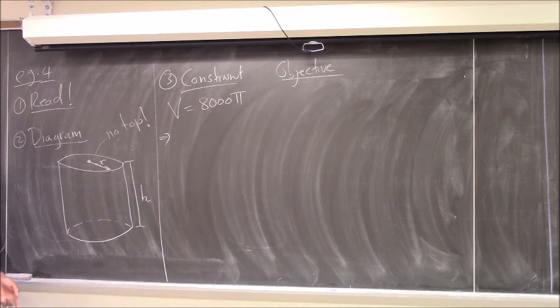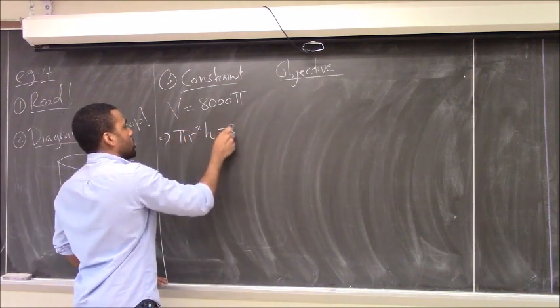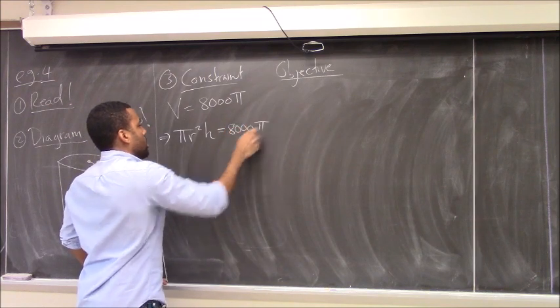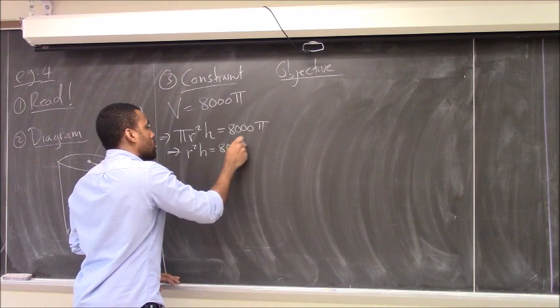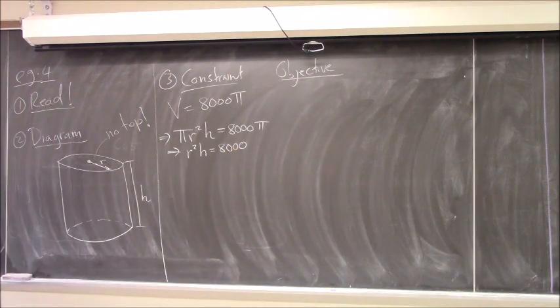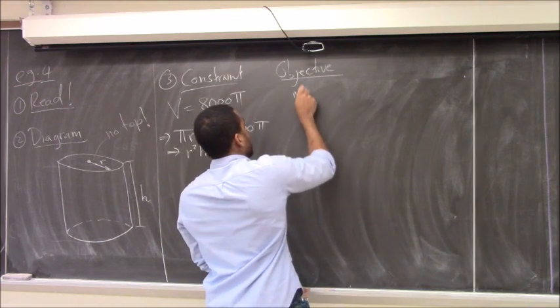Right, so we look at this forward. The volume is the area of the base times the height, so it's pi r squared h equals 8,000 pi, which means r squared h is equal to 8,000, because we divide both sides by pi. Objective: we want to minimize area.